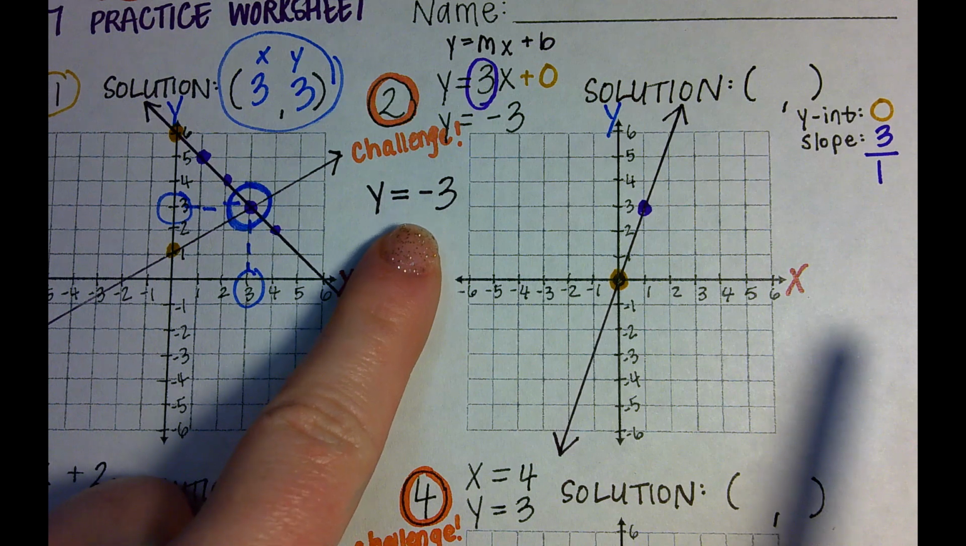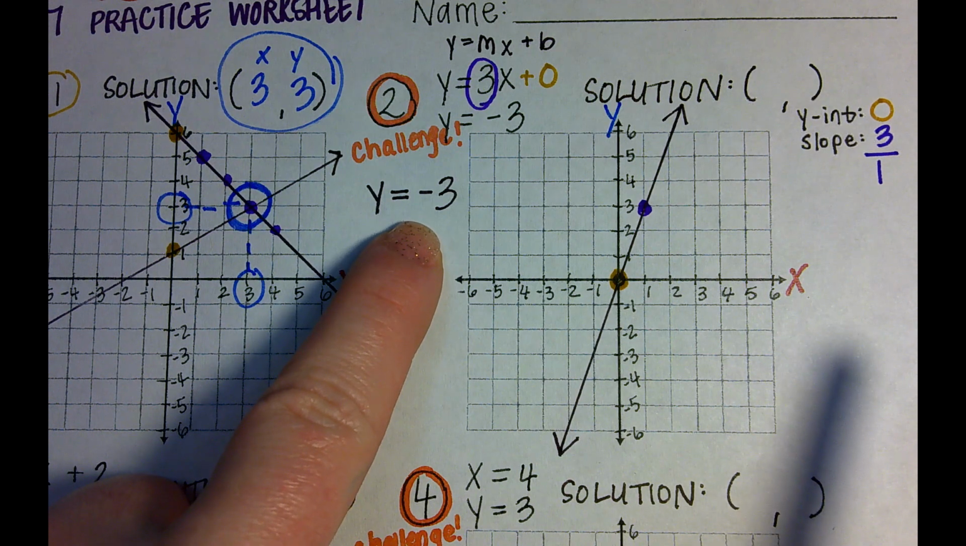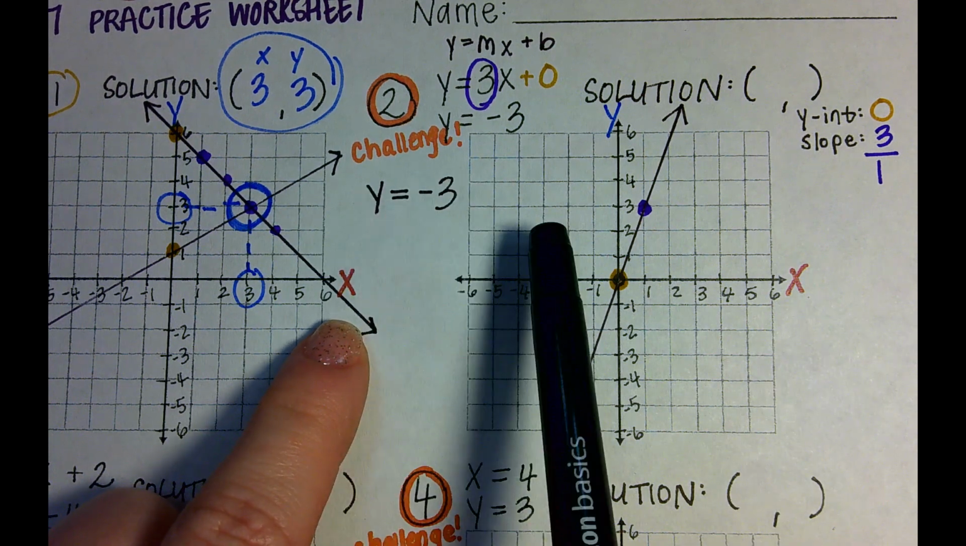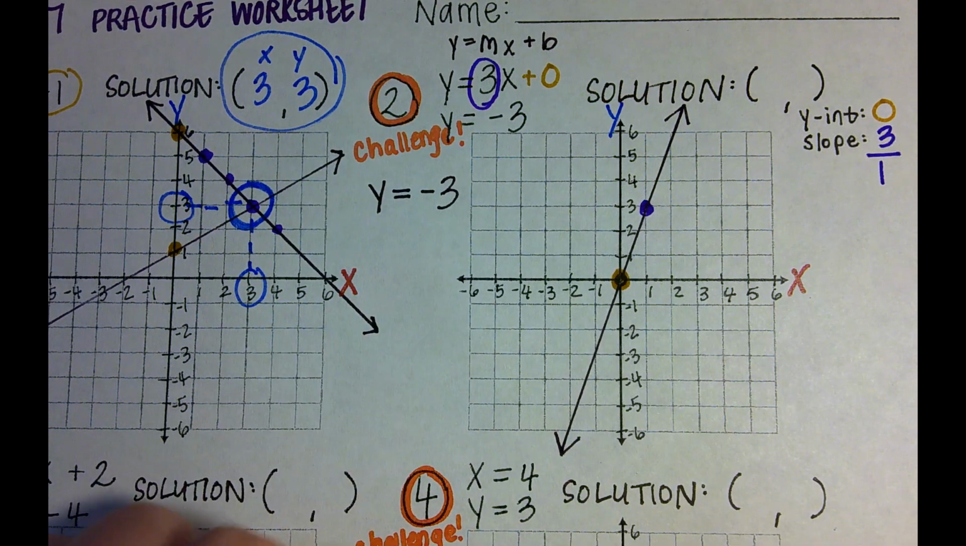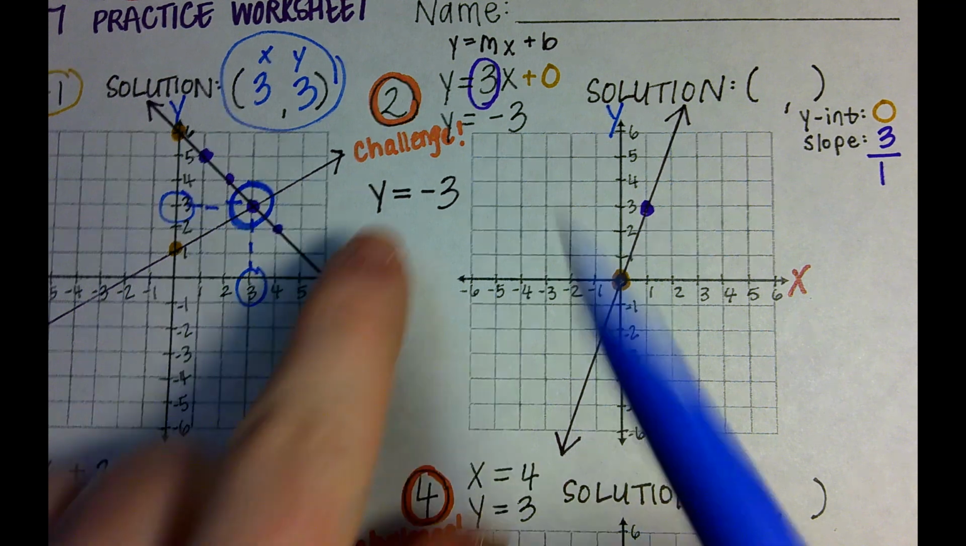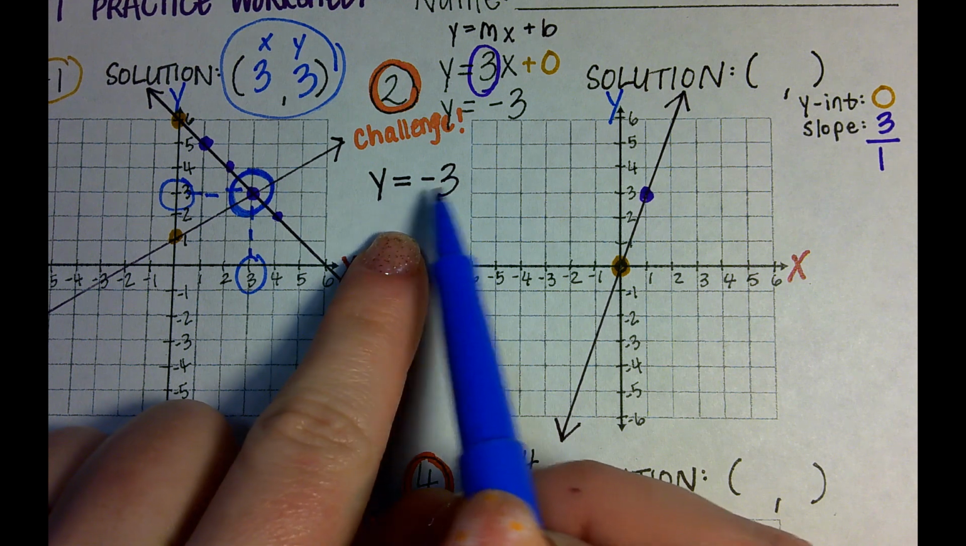Do you just go down to -3 on the y-intercept, and then it's going to be straight up and down from 0? Yes. So let's see. We have y equals -3.